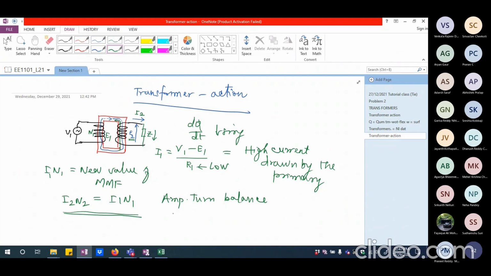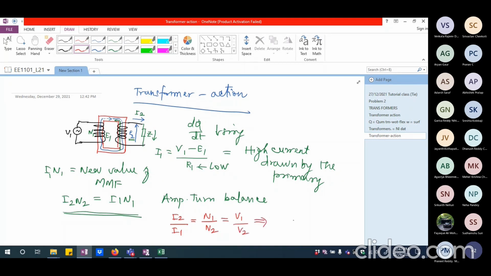Otherwise, the transformer action itself will cease to exist. So this is essentially giving us clearly the relationship I2 divided by I1 is going to be equal to N1 divided by N2. And we had already said this is equal to V1 by V2.